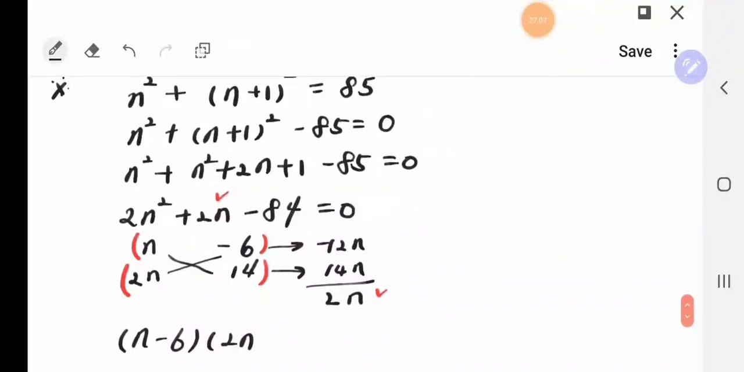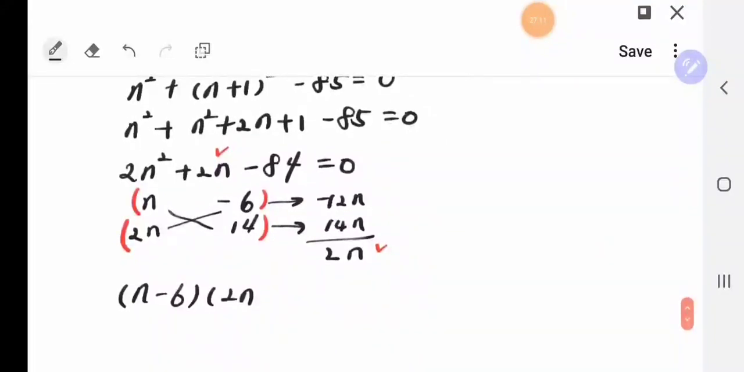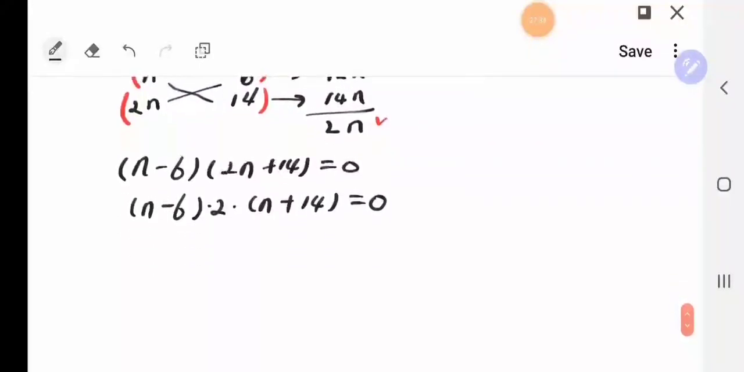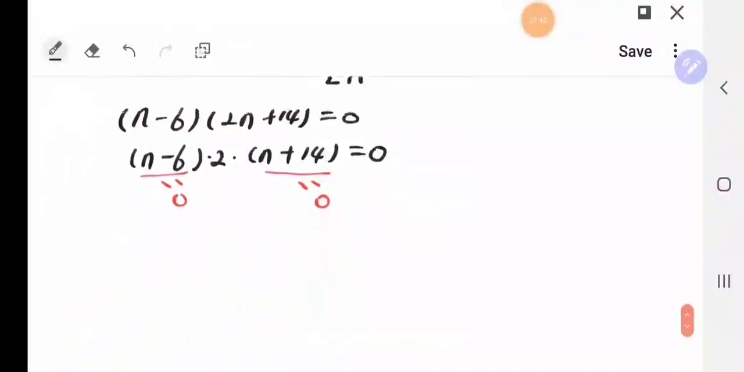Actually, we could factor out 2, but still okay. Plus 14 is equal to 0. If you didn't factor out 2, then you can do it now. From the second factor, you can factor out 2: n plus 14 is equal to 0. Then we can set each factor equal to 0, this factor or this one, and then we can find n.